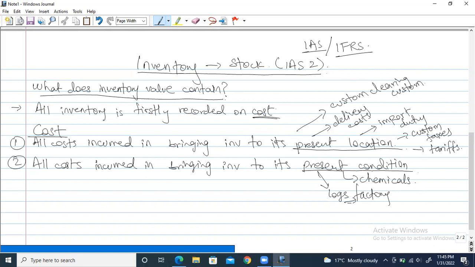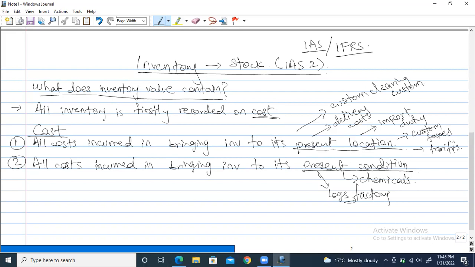So all these costs, like testing, chemical treating, cleaning the wood and treating it if it is infected with any insect, etc. Obviously these kinds of things are to be included in this second question, which is that all costs incurred in bringing inventory to a present condition.